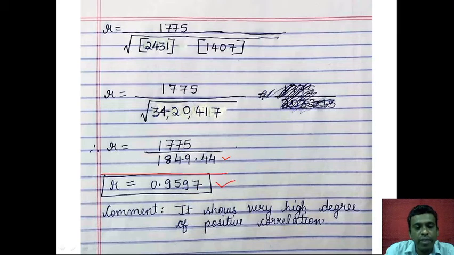So 0.9597. Now what do you mean by r equal to 0.9597? What will be your comment? Your comment will be, it shows very high degree of positive correlation, positive because you have a positive sign, and a very high degree because it is very close to 1. So this is how you have to solve.